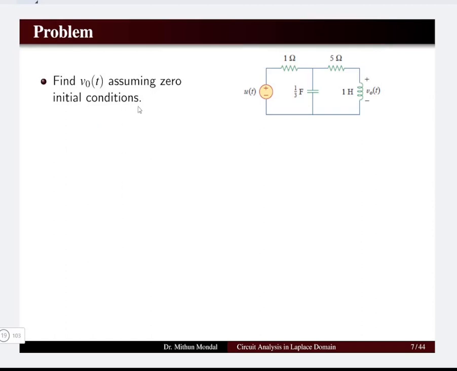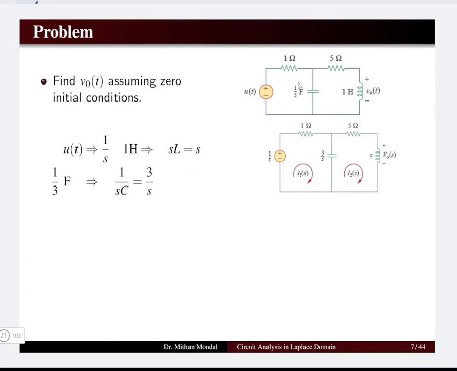Let us solve one problem. Find v0(t). We need to determine the output voltage v0 across the 1 henry inductor, and we have to assume zero initial conditions, meaning there is no current present in the inductor initially and no voltage present on the capacitor. The input, if you see, is a step input u(t), and there are resistors in the network. Now this network is in the time domain.